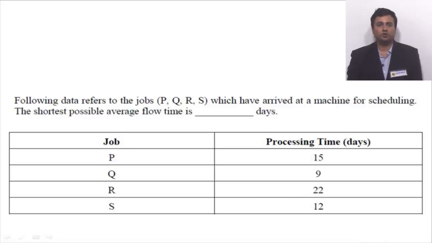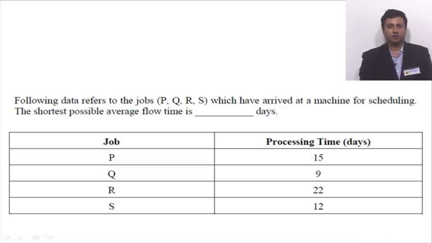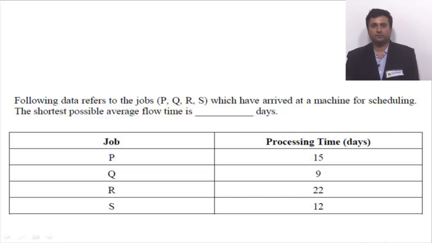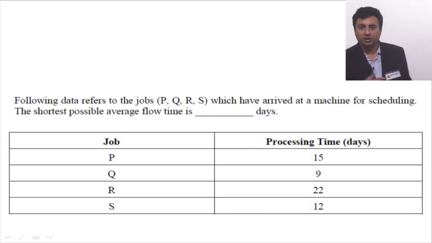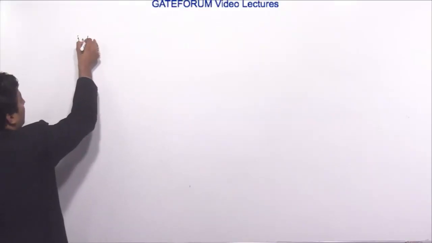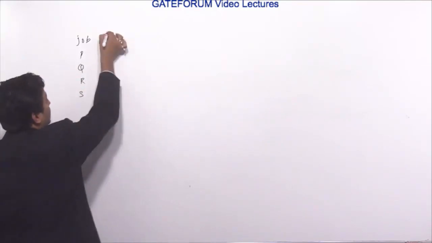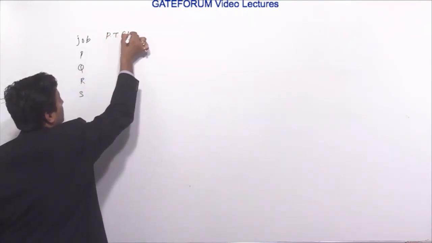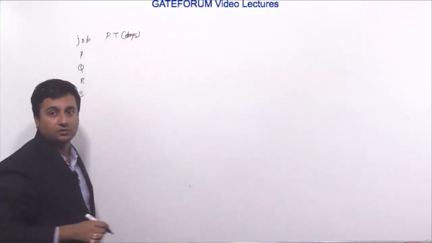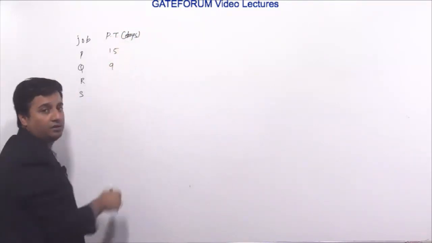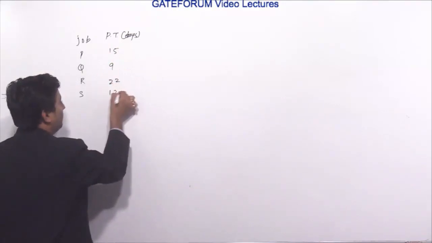The following data refers to the jobs P, Q, R, S, which have arrived at a machine for scheduling. The shortest possible average flow time is dash dash dash. Jobs P, Q, R and S are given and their processing times in days are mentioned: 15, 9, 22 and 12.